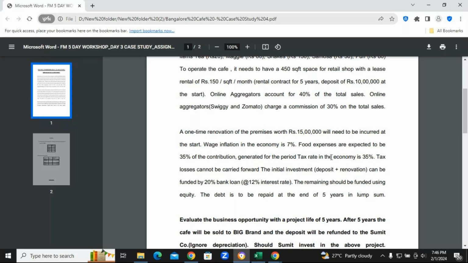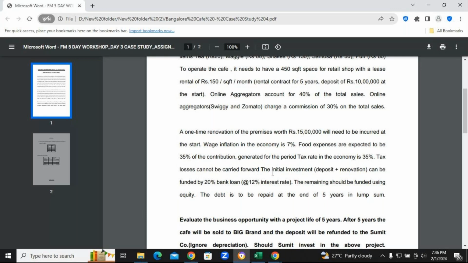Food expenses are expected to be 35% of the contribution. So food expenses will be 35% of the total contribution generated for the period. Tax in the economy is 35%. So the tax rate they are telling is 35%. Tax losses cannot be carried forward. So tax losses will not be carried forward.